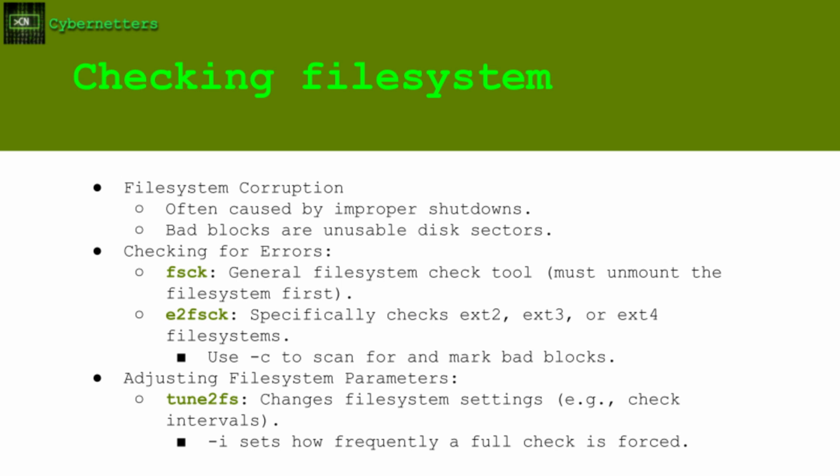e2fsck specifically checks the ext2, 3, and 4 file systems. You use -c to scan and mark bad blocks. And then for adjusting the file system parameters, tune2fs modifies the file system settings like checking intervals, and -i can set how often a full file system check is forced.